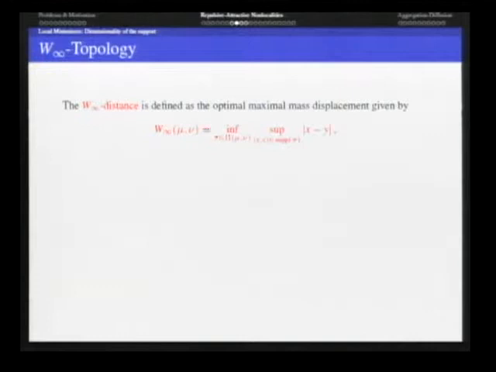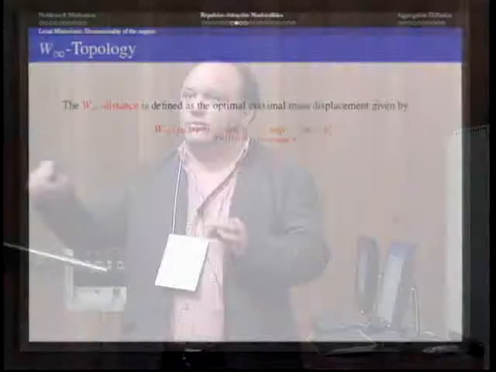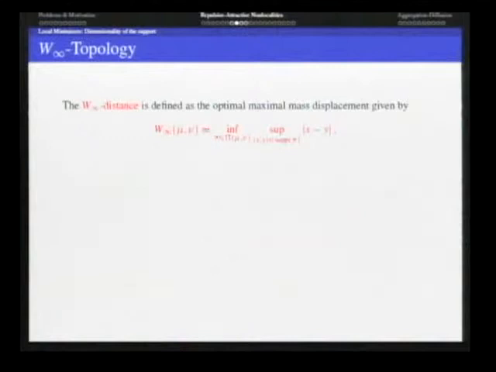So this is your cost. It's the maximal displacement. So you just measure the distances that you send mass from one location to another, the maximal displacement gives you the cost. If both are compactly supported, this is a perfectly well-defined quantity. And now you take the optimal one. So you take over all the possibilities of sending one measure to the other, you take the optimal one, meaning taking the inf. So this is the object.